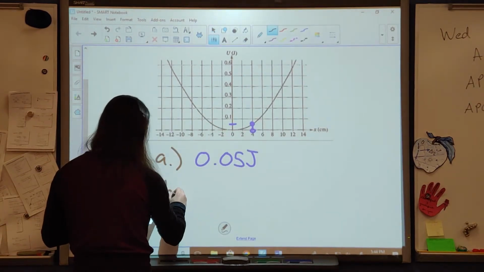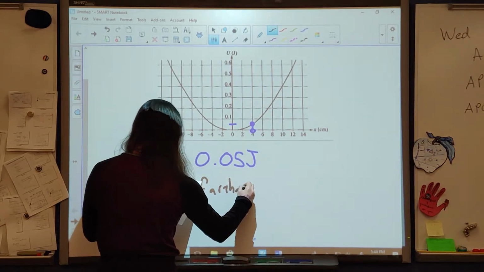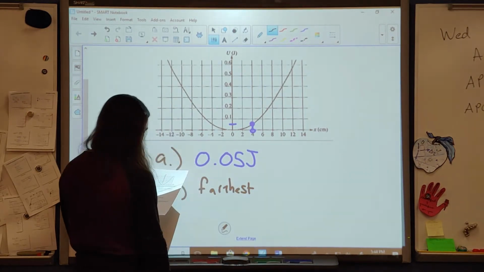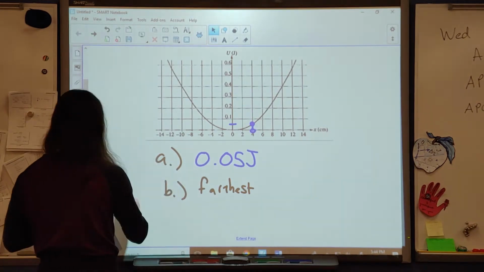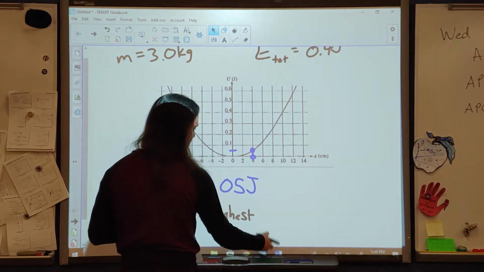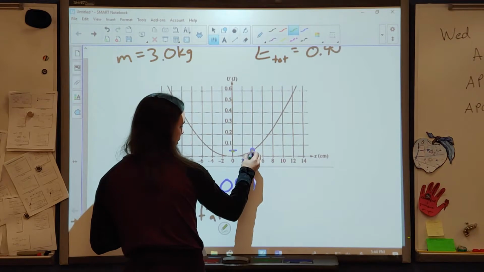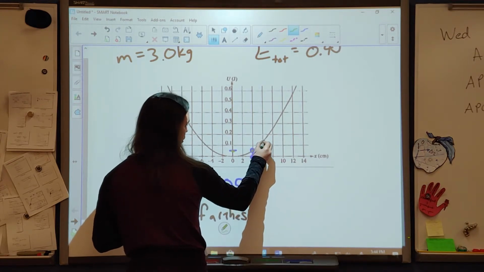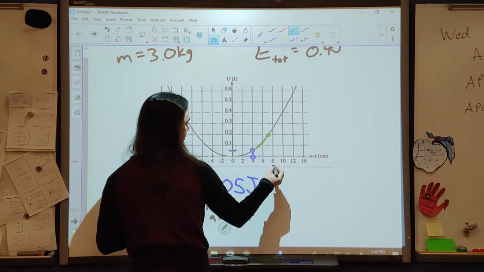Part B. What is the farthest the object moves on the x-axis in the positive direction? Explain your reasoning. In other words, they're asking, how far can it go this way? Well, let's see. We need 0.05 joules of potential energy to be here. Well, we've got more than that. We could keep going up. Up here, we need 0.2 joules of energy.